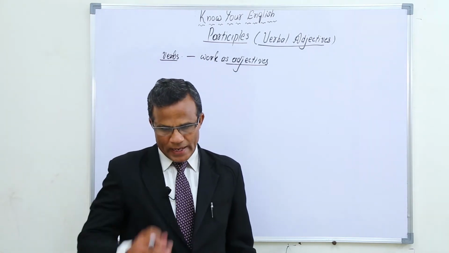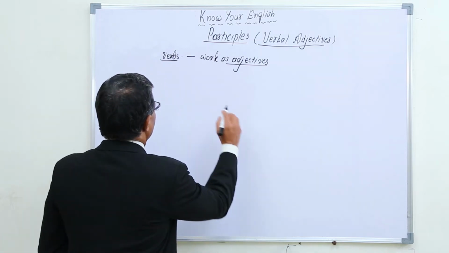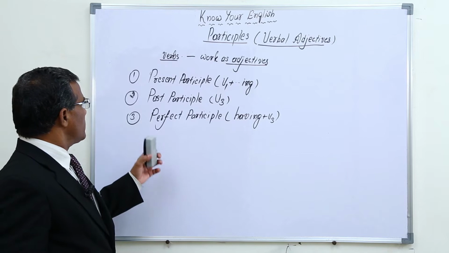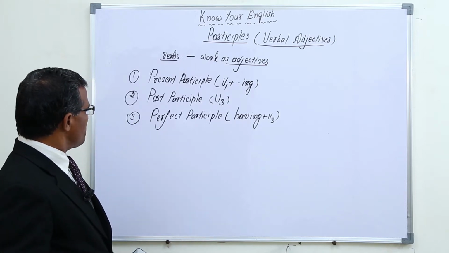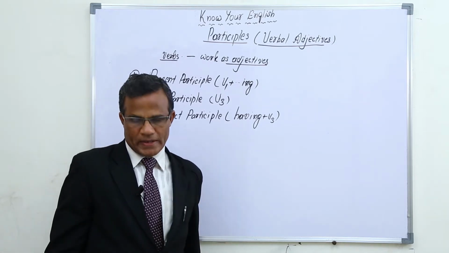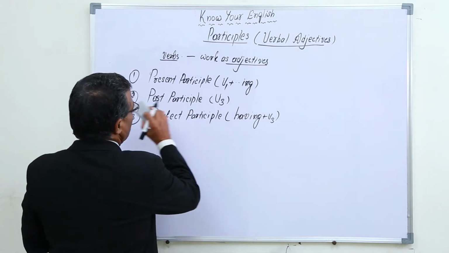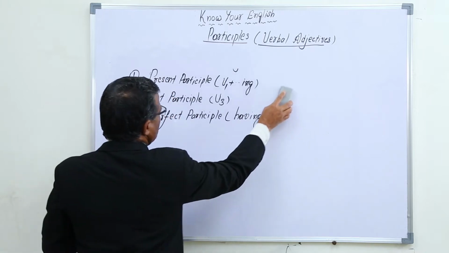Okay, participles are of three types: present participle, past participle, and perfect participle. Okay, now let's come to the present participle. Let's come to the first one.